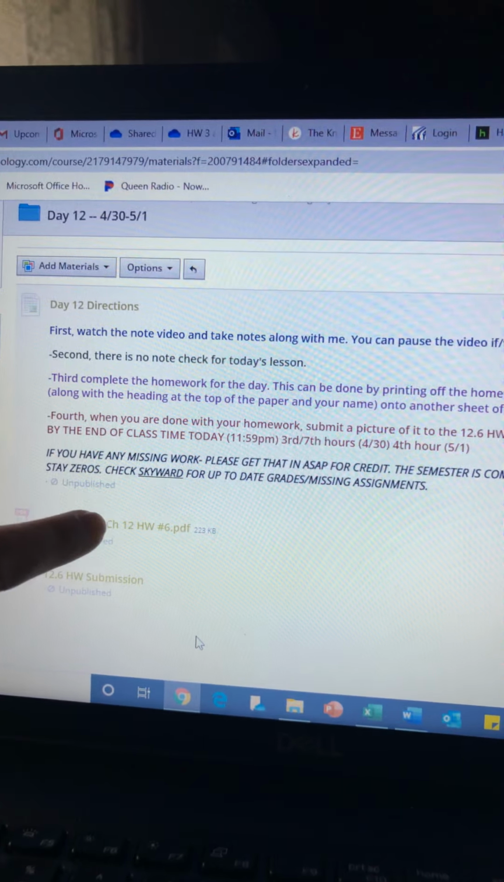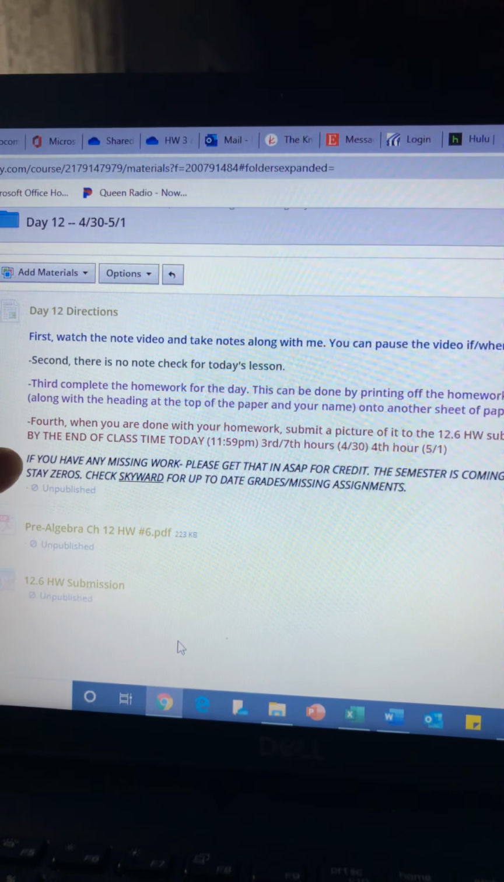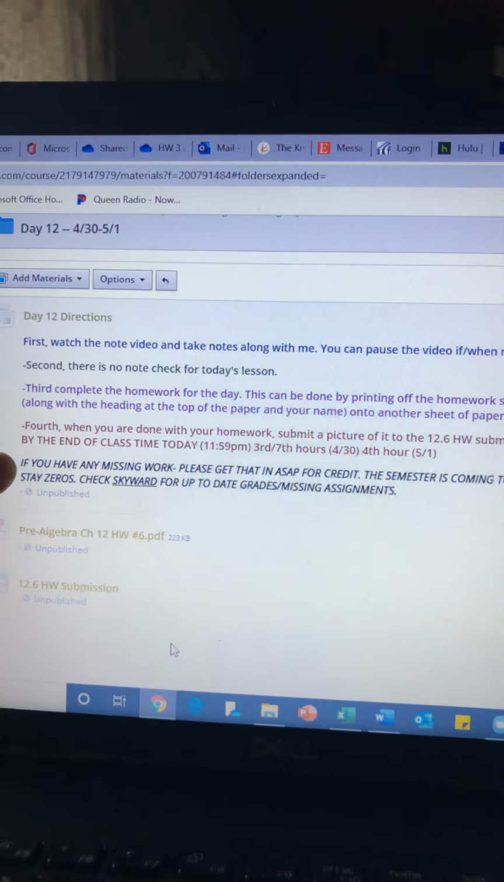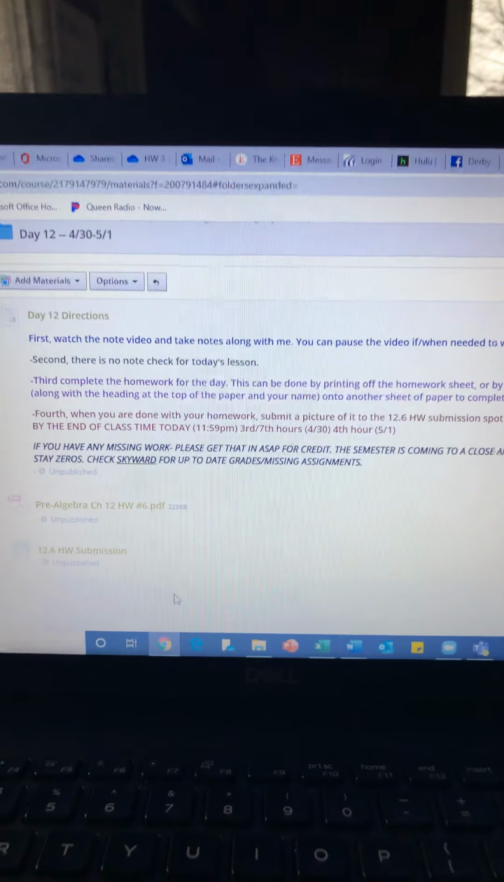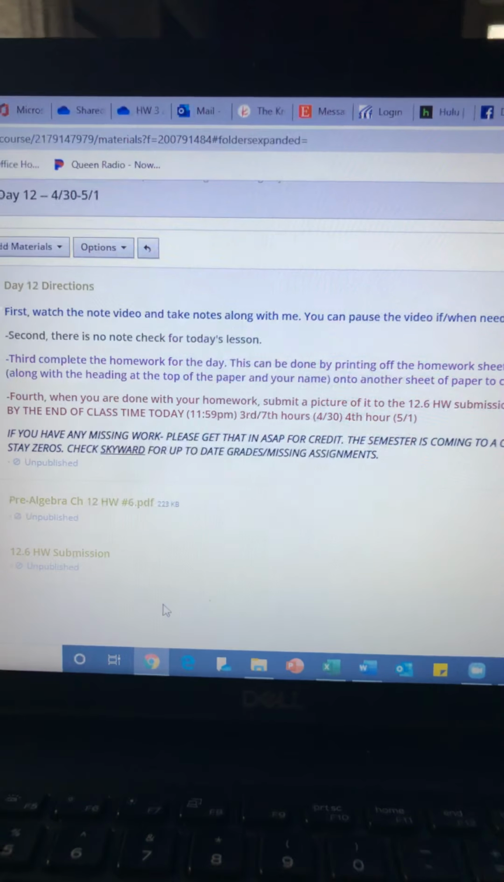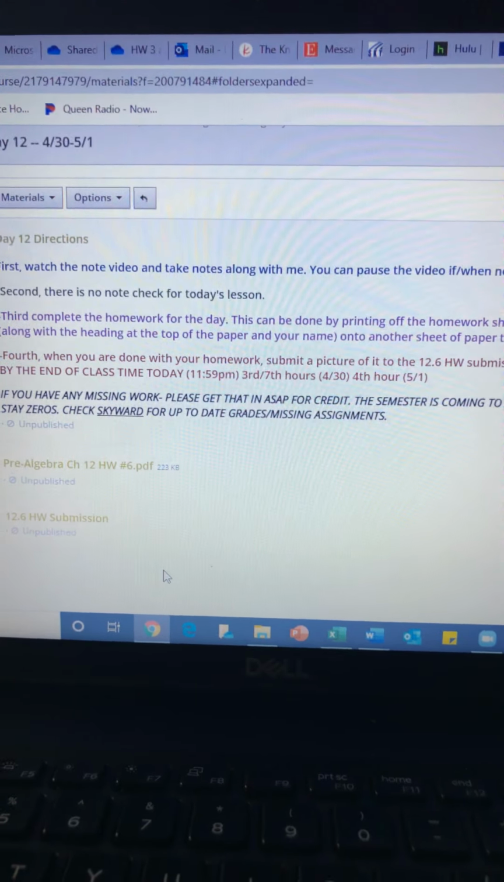Again, I put a reminder right here. If you have any missing work, please get that in as soon as possible for credit. The semester's coming to an end, guys, so we don't have much time left. I don't want to have to keep those as zeros. Make sure you are checking Skyward for up-to-date grades or missing assignments and get those in as soon as possible.